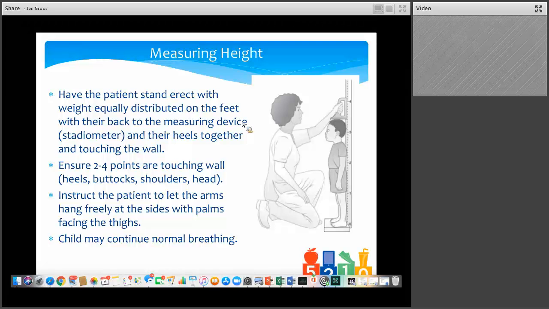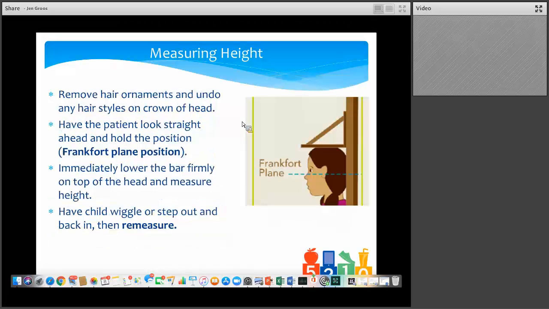Additionally, when you're looking at them standing up against the wall, it's best if you make sure that 2 to 4 points at least are touching the wall. So their heels should be touching, their buttocks should be touching, and then their shoulder blades should be touching, as well as the back of their head. It's important to instruct the patient to let their arms hang freely at their sides with their palms facing their thighs, and to remind them that they can continue to breathe normally. They don't need to hold their breath. It's important to remove any barrettes or hair ornaments they have, as well as undo any hairstyles on the crown of their head that may add to their height.